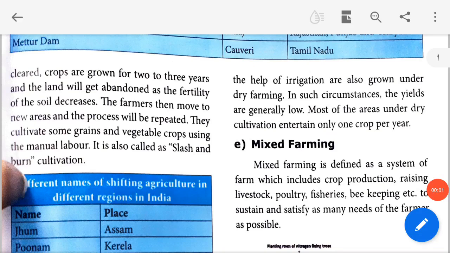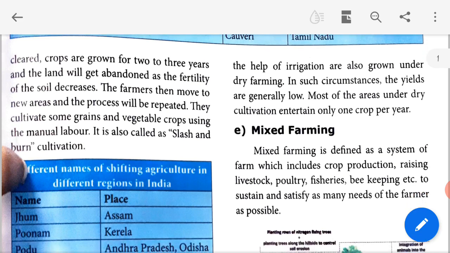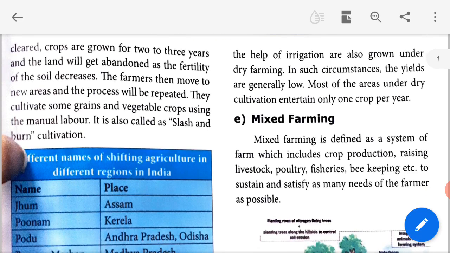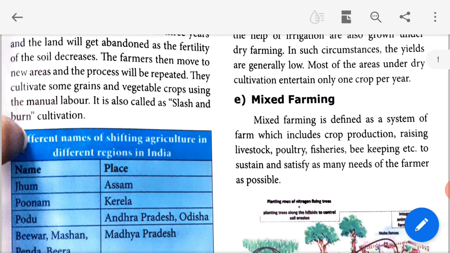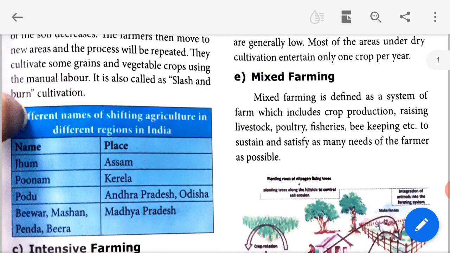Once they have cleared the forest, crops are grown for 2 or 3 years and the land will get abandoned. So it will be left alone as the fertility of the soil will decrease. We are talking about people who do cultivation in the forest, the tribal people. The farmers then move to new areas and the process will be repeated. They cultivate some grains and vegetable crops using manual labor. So mostly they will only cultivate grains and some vegetables for their own use using their own hands.